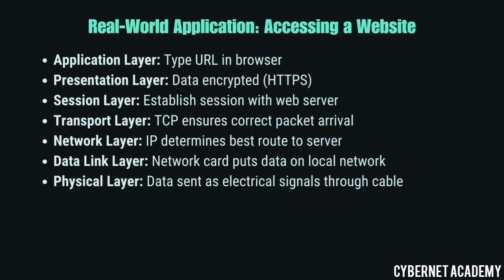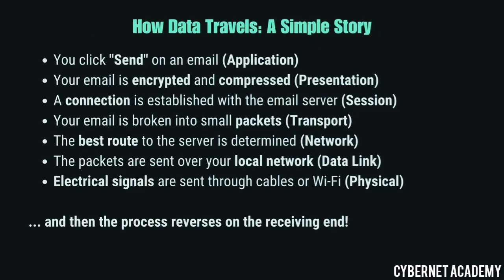Let's tell a quick story about how data travels through these layers. Imagine you're sending an email. Your message starts at the application layer where your email client creates it. It then passes through the presentation layer, which might encrypt it for security. The session layer sets up a communication session, and the transport layer breaks your email into packets. The network layer figures out how to route these packets to your recipient, while the data link layer handles the transfer to your local network devices. Finally, the physical layer converts it all into signals that can be transmitted. This journey happens incredibly fast, and a similar process occurs in reverse when your recipient gets the email.